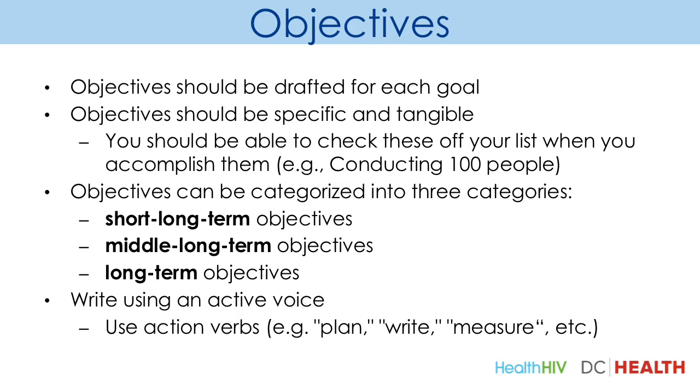Keep in mind that objectives should be drafted for each goal and they should be specific and tangible. For example, you should be able to check objectives off your list as you accomplish them. An example might be interviewing 100 individuals or 100 patients. Objectives can be categorized into 3 categories: short, middle, and long-term objectives. When you draft your objectives, write using an active voice. Try to use action verbs like plan or write, measure, or similar words.